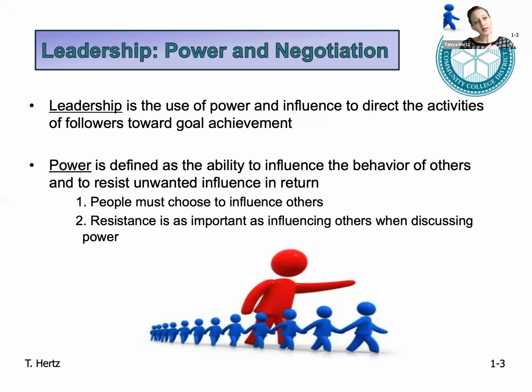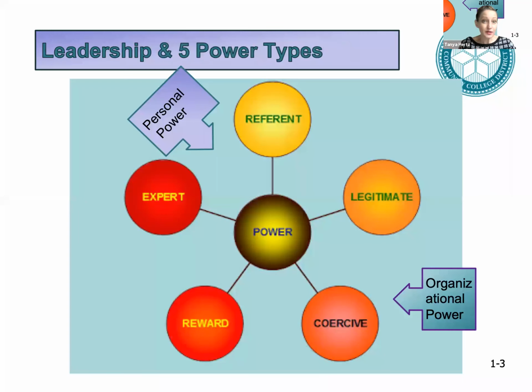So leadership is the ability by a person of influence in an organization, particularly to influence others, to use their power, and also to avoid the unwanted influence of others. In order to use power, people need to choose to influence others. When we're talking about power, we're talking about influence, it's just as important to resist as it is to direct or control others' behavior. So not just getting people to do what you want, but not doing what they want if it doesn't align with what you want.